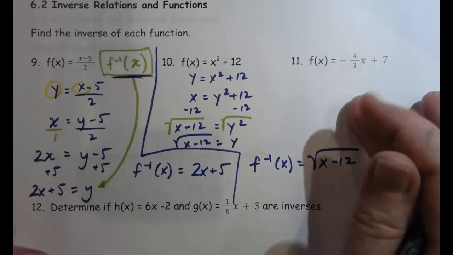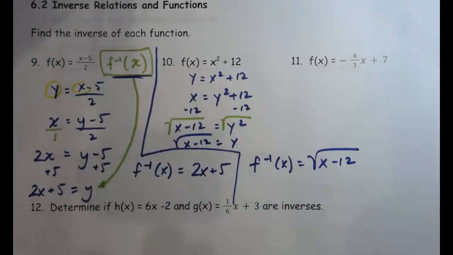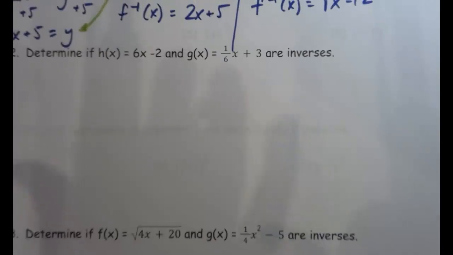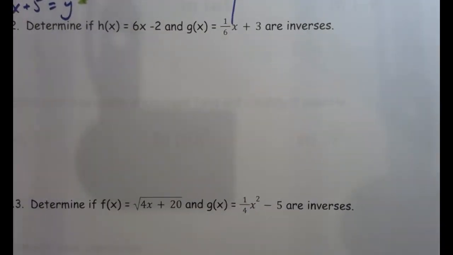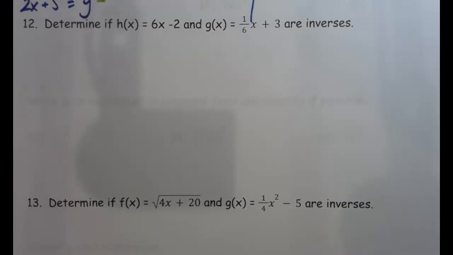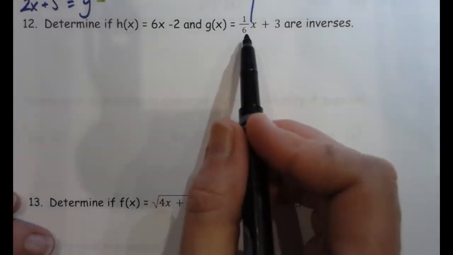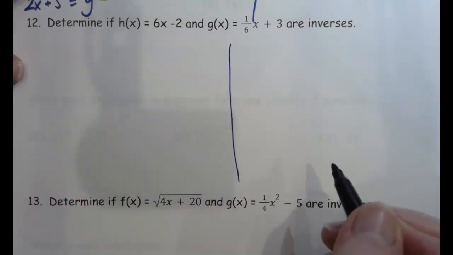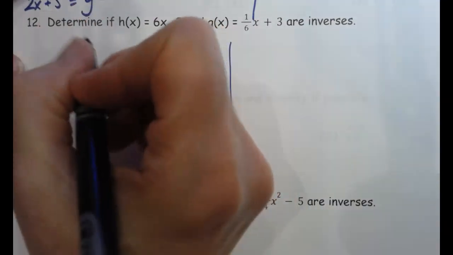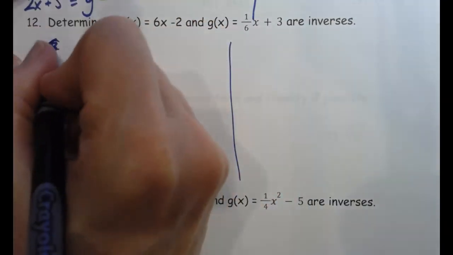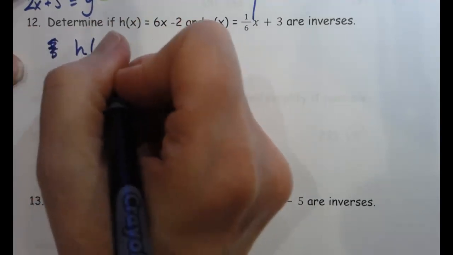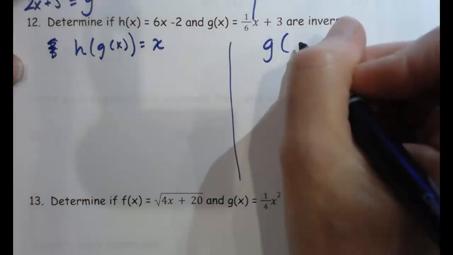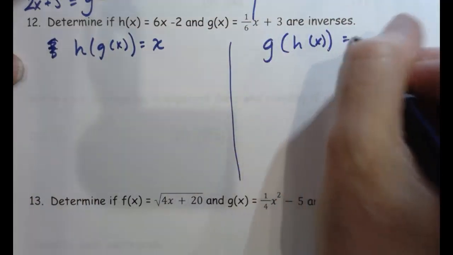You're going to do the same thing with number 11 that we did for 9 and 10. Number 12, different set of instructions. Number 12 says, determine if h of x equals 6x minus 2 and g of x equals 1/6x plus 3 are inverses. To do that, we have to do 2 algebraic functions here. The first one, h of g of x must equal x, as well as g of h of x must equal x.